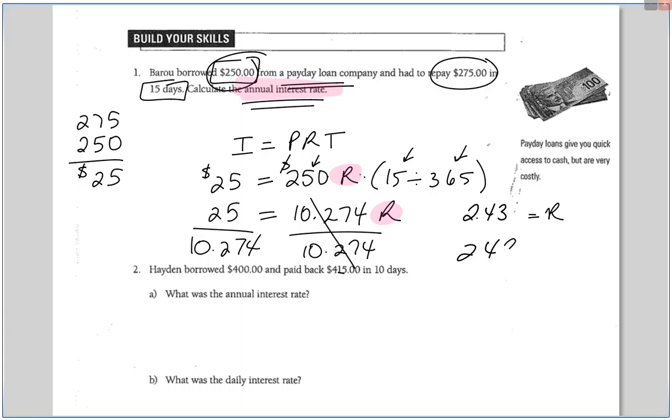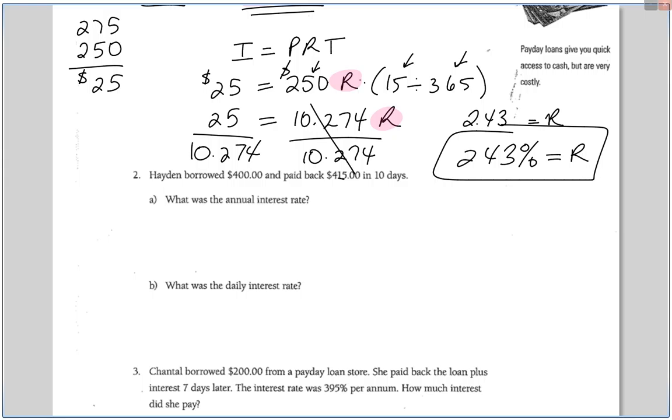Okay, so 243% is the value for R as a percentage. And you notice it's very high. Okay, if I went to the bank and asked for a line of credit, they would probably offer an annual interest rate of like 5%. So you can see how high interest rates can be for payday loans. And they're called payday loans because usually people are borrowing money until their next payday, which is like anywhere from 14 to 30 days.